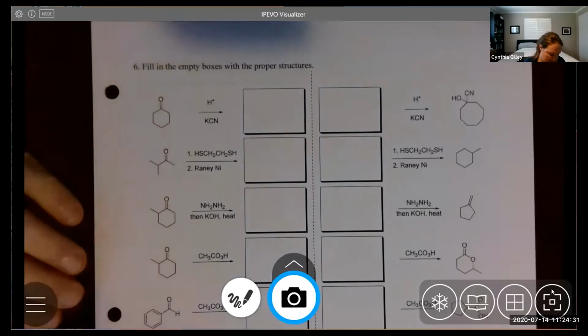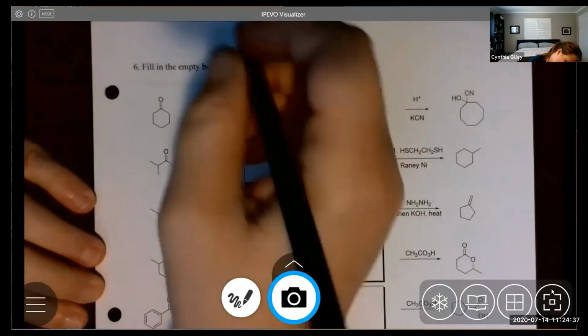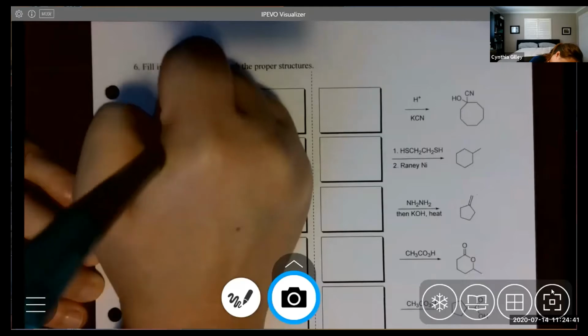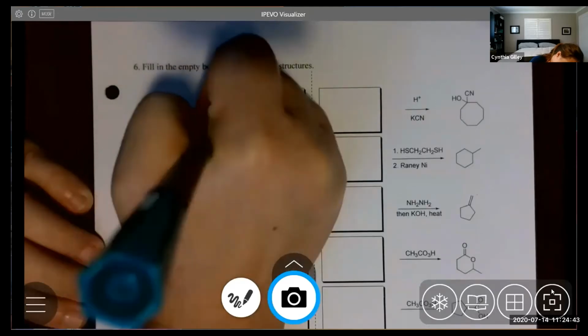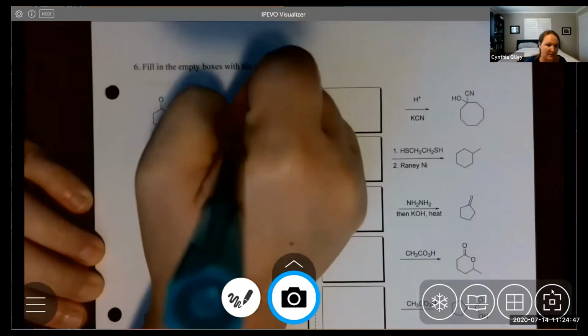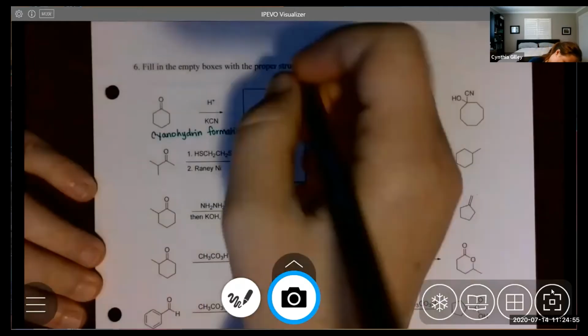This reaction forms a cyanohydrin. It's called cyanohydrin formation. You don't have to memorize the names, but they can be useful for remembering the reactions. Sometimes names are useful.